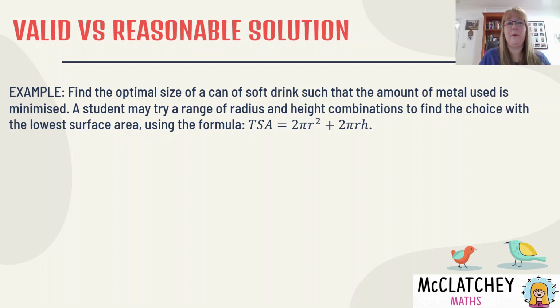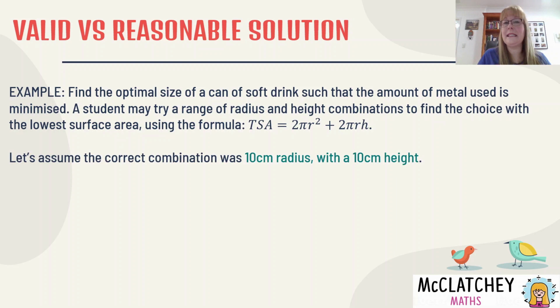So here's an example here. Let's find the optimal size of a can of soft drink such that the amount of metal used is minimised. A student may try a range of radius and height combinations to find the choice with the lowest surface area using the formula. This is part of the task sheet. So let's say that we did all our working and we found that the correct combination to use was 10 centimetres with a 10 centimetre height for our can of soft drink. And that is the only possible solution we could have found.